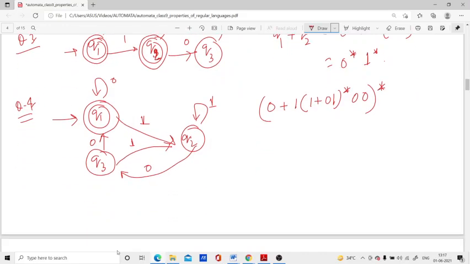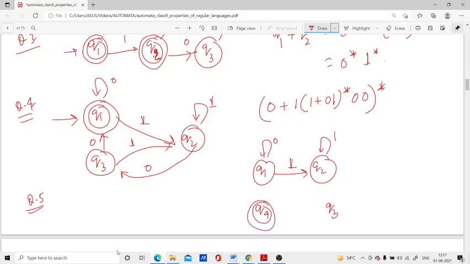And the last thing, question number 5 I'm writing here, that is q1, this is q2 and that is 0 and that is 1, q4, q3, 0, that is 1, that is 0, that is 0, and that is nothing but 1. I think I am not missing anything. Yeah, I am not missing anything.